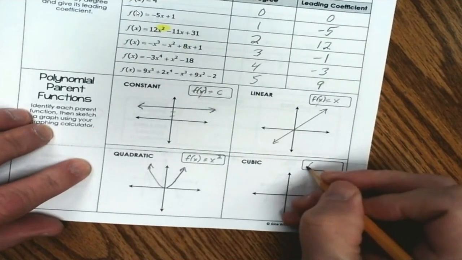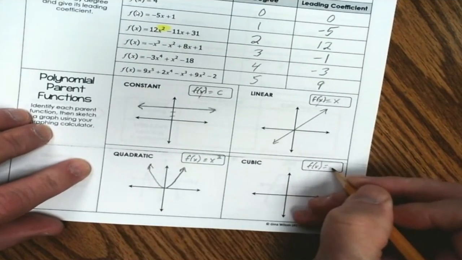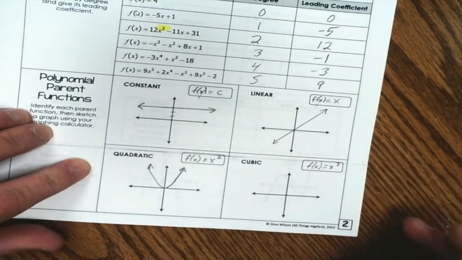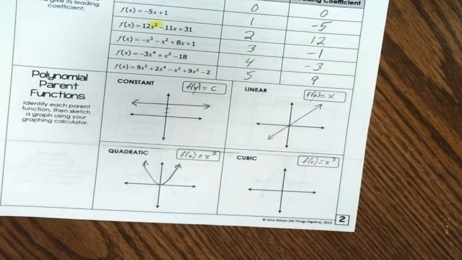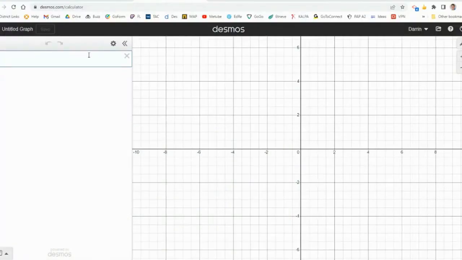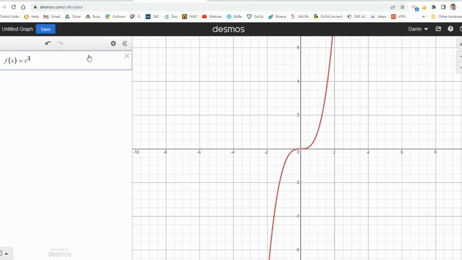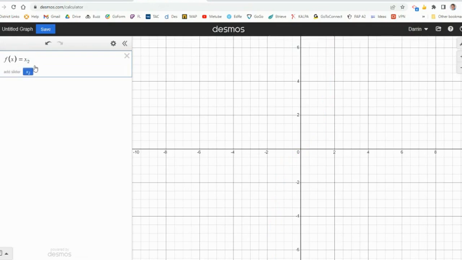Cubic. F of x equals x to the third. Do you know right off what x to the third looks like? I want to go ahead and put it on here for you, equals x to the third power. We knew the parabola. There's the parabola. If we change it to a third power, there's the cubic.